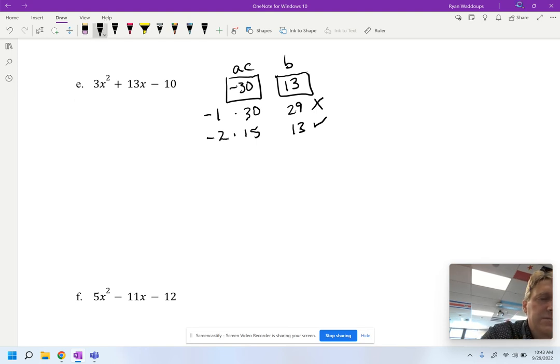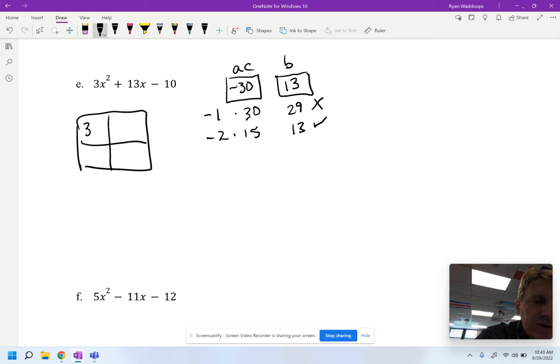So we go here to 3x squared. This time, let's go ahead and use the box. It doesn't matter. You can choose whichever method you like, but let's see both of them. So we've got 3x squared here, negative 10 here, and in this box I've got minus 2x and plus 15x. It doesn't matter where you put those. They could go in either spot.